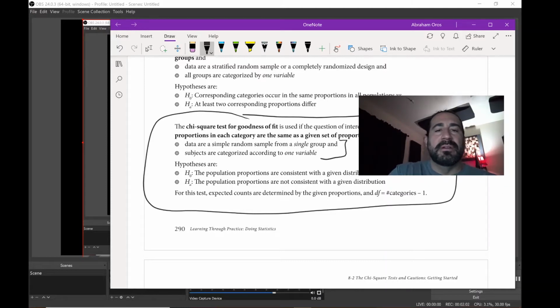So the data are a simple random sample from a single group, and the subjects are categorized according to one variable. That generally means we're going to have one row of information, and it's typically proportions. It doesn't always have to be, but it is in this next example. So the hypotheses used for these are the null hypothesis, that the proportions are consistent. So that key being are consistent, right? And for the alternative hypothesis, they're not consistent with whatever has been given.